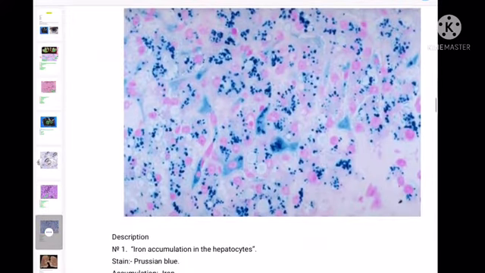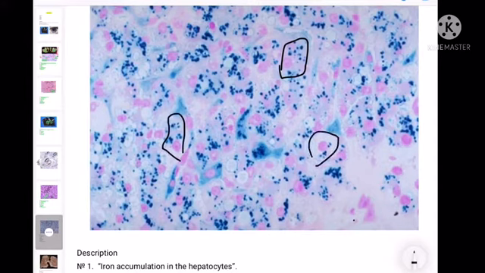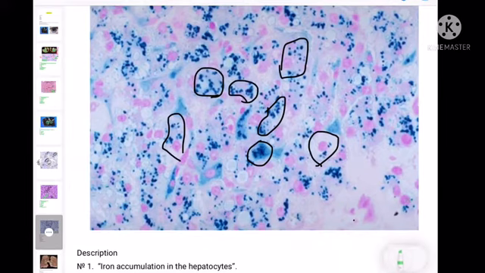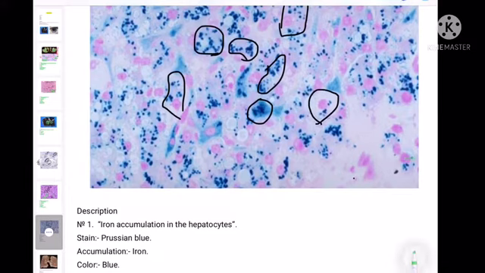Next one is by Prussian blue. All these are the hepatocytes, and these are the iron accumulations by Prussian blue staining. So this is iron accumulation in the hepatocytes, stained by Prussian blue. The accumulating substance is iron, the color is blue, and the organ is the liver.